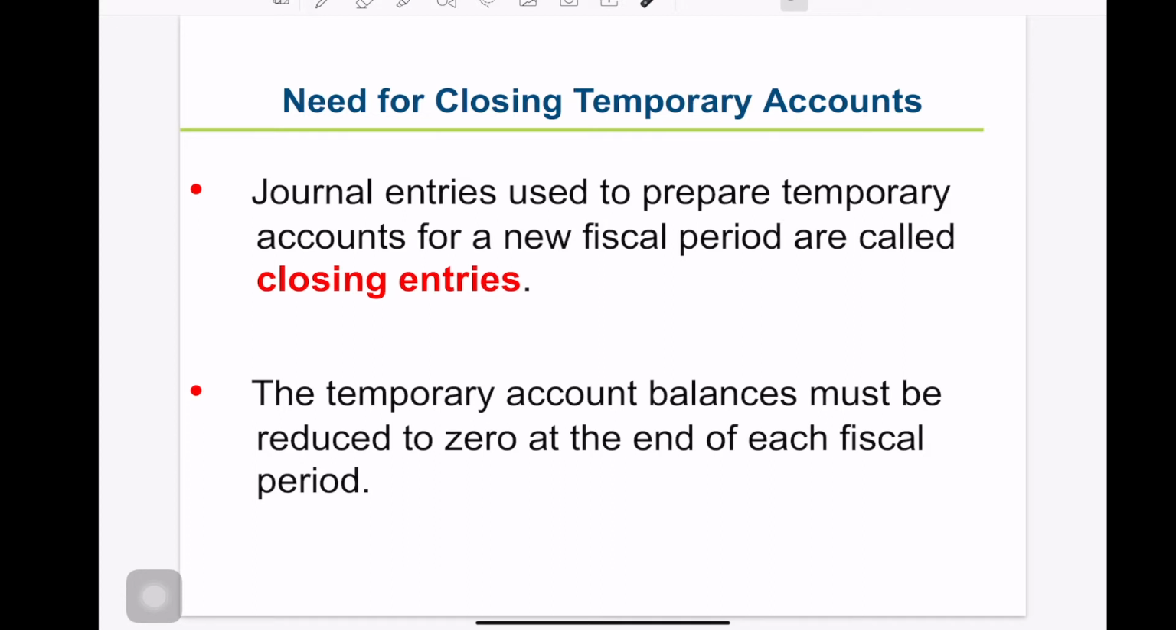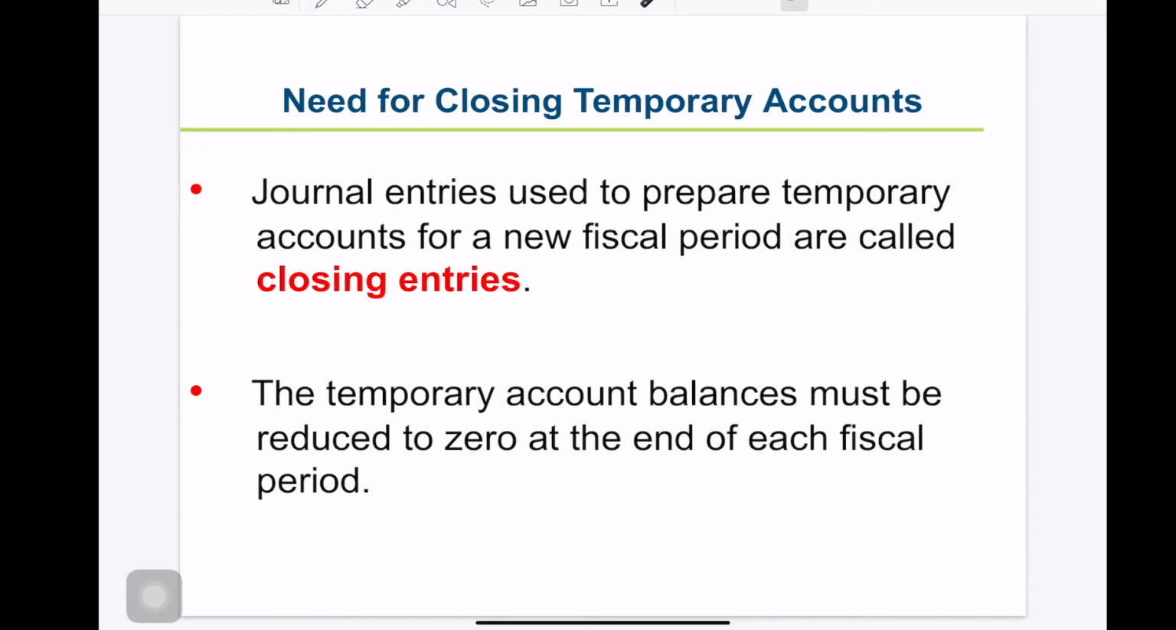Journal entries used to prepare temporary accounts for a new fiscal period are called closing entries. That's what we're going to do this chapter. Last chapter and the chapter before, we talked about adjusting entries to bring those accounts up to date. Our next ones are closing entries, and we're going to close out accounts and put it into our capital account and prepare them for the next fiscal period.